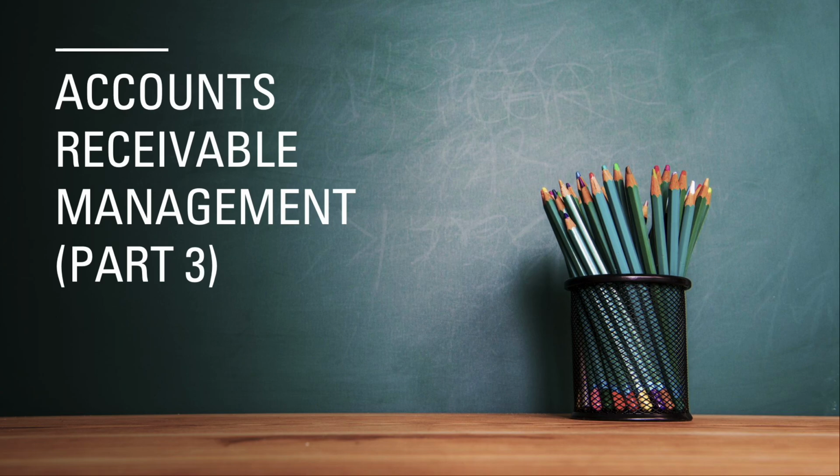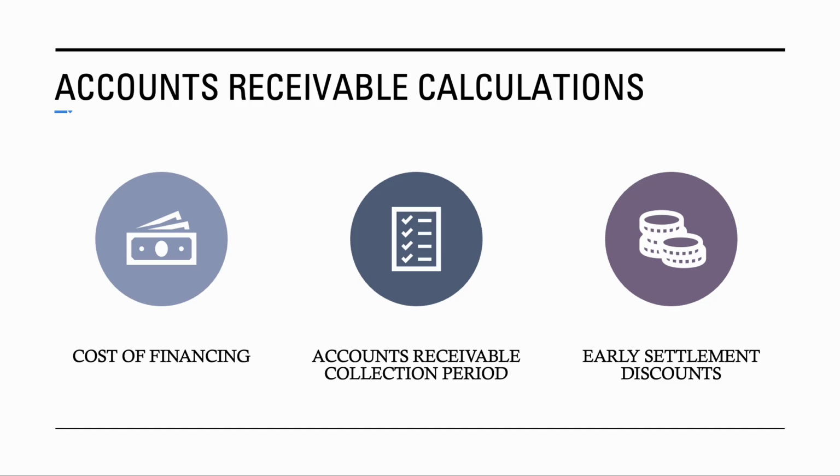As I previously mentioned in part 2, we will be looking into the technical aspects of calculating accounts receivable based on available information. There are 3 key calculations we'll be looking into today. First is the cost of financing, second is the accounts receivable period, and third is the early discount settlements.